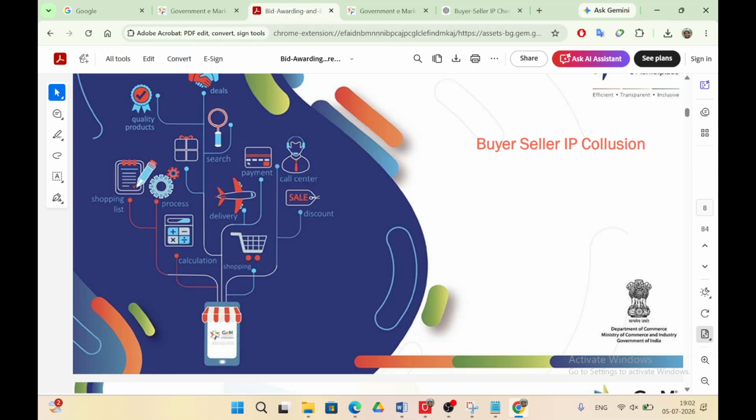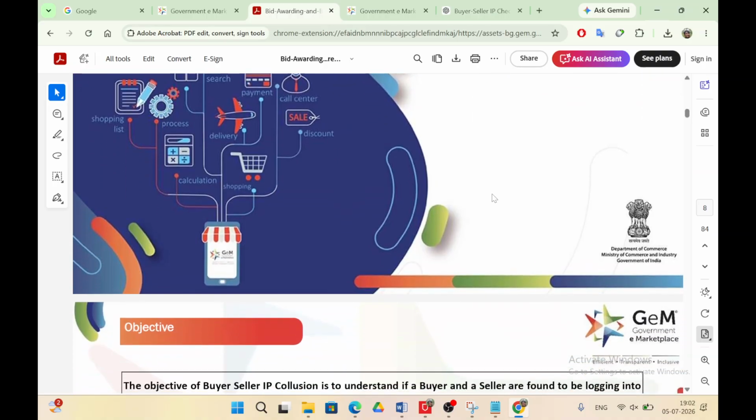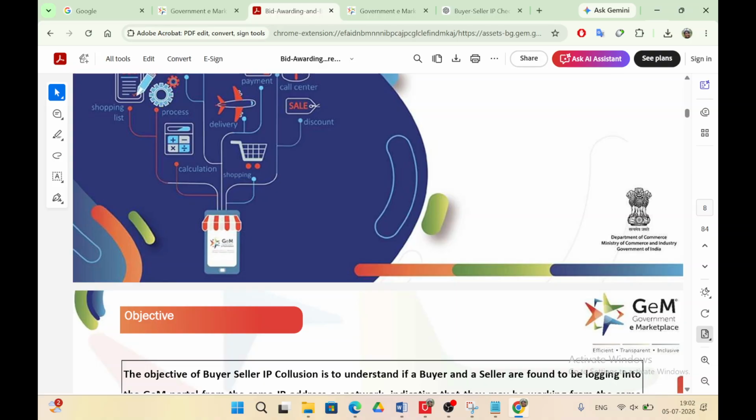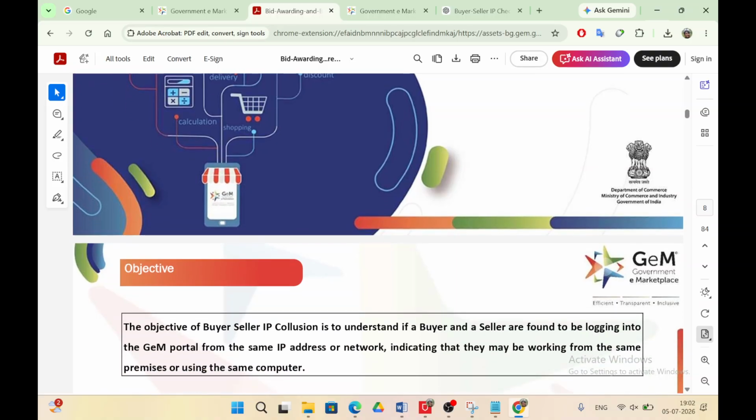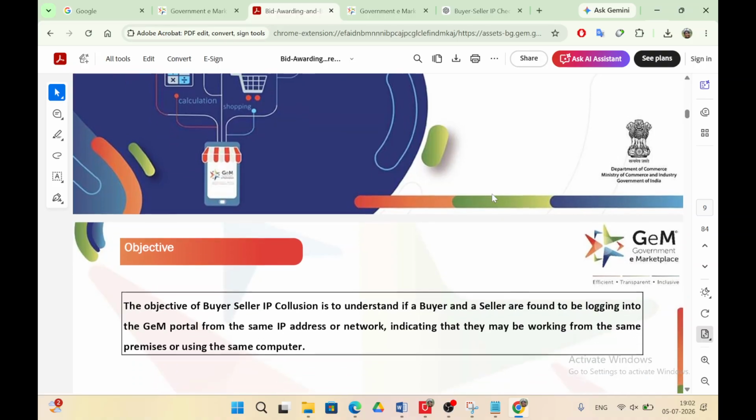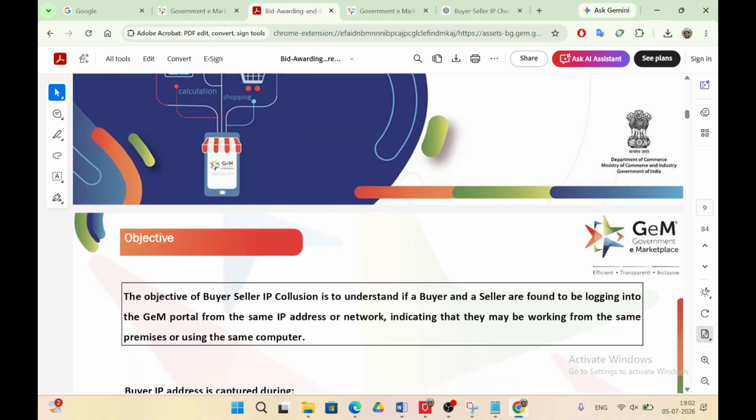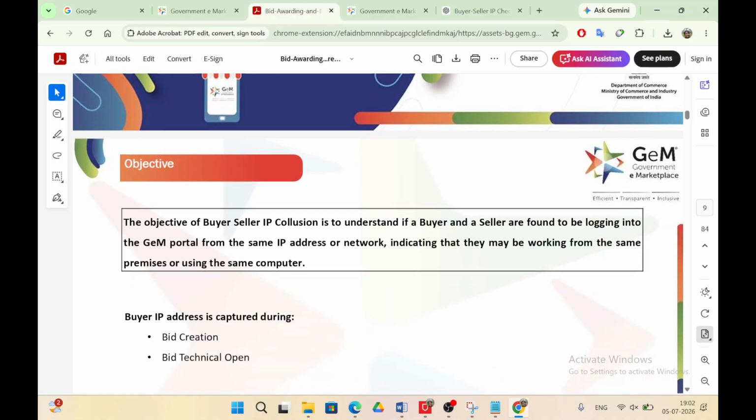Hello everyone. Today we will understand one important feature on GeM, buyer seller IP address check. On GeM, IP address is captured to check whether the buyer and seller are using same IP address or same network. This helps in identifying possible collusion and improves transparency in bidding.